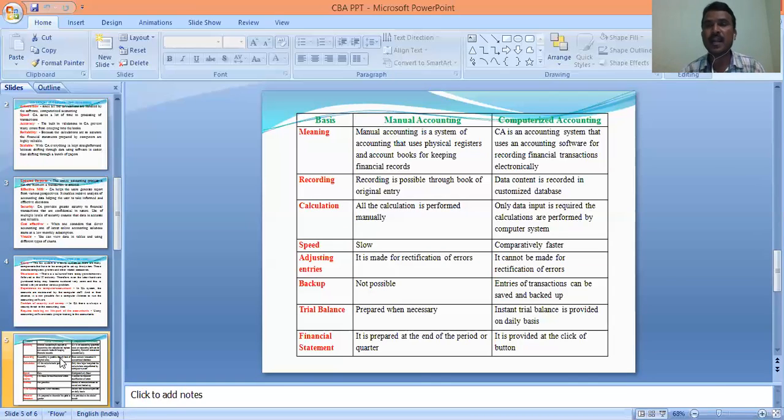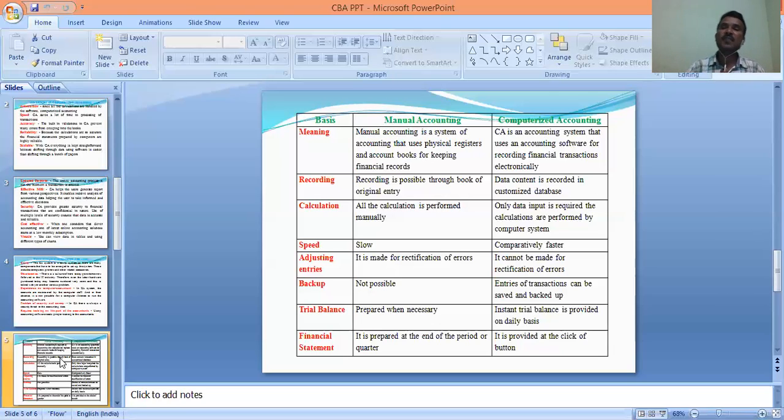And next, trial balance. What is the meaning of trial balance? It means all the ledger closing balances. For example, the sales ledger closing balance, the purchase ledger closing balance, the salary ledger closing balance, all the closing balances of ledgers. If there is a debit closing balance, we write it on the debit side of the trial balance. If there is a credit closing balance, we write it on the credit side.